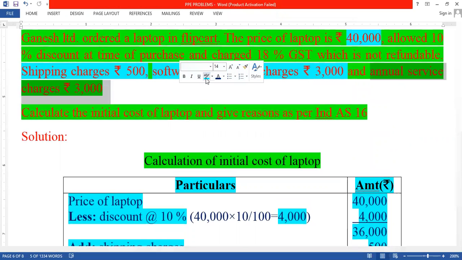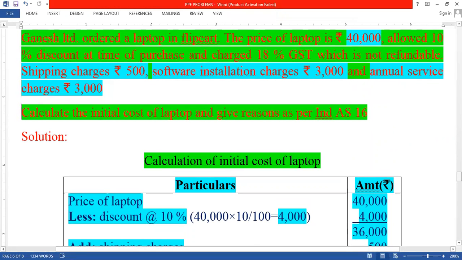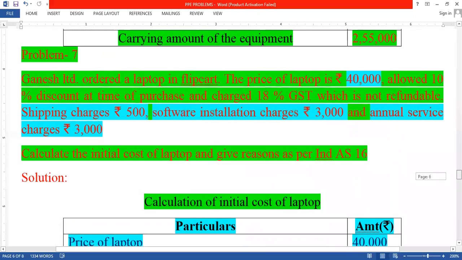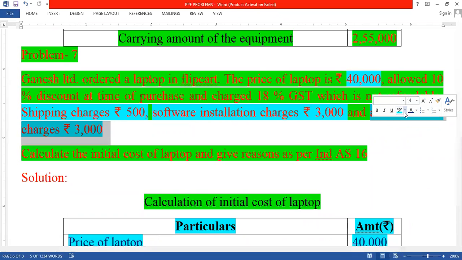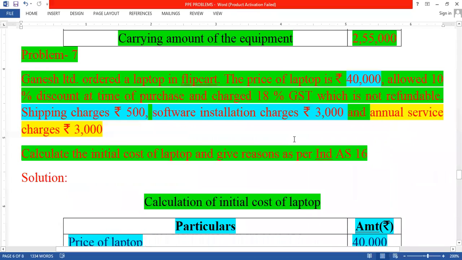Annual service charges. How much are the annual service charges? 3,000. But this is the most important point here: we are not taking the annual service charges. Why? Because the annual service charges are not a cost of the laptop. It is an annual service cost associated with different assets, but it is not purely related to the laptop. So therefore we do not consider it. It goes to the profit and loss account. We are not taking it here.